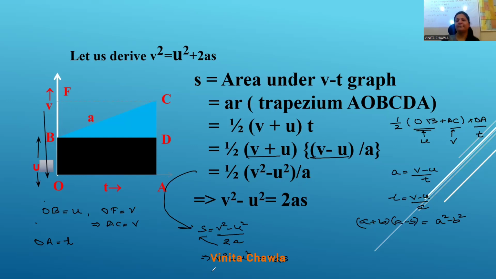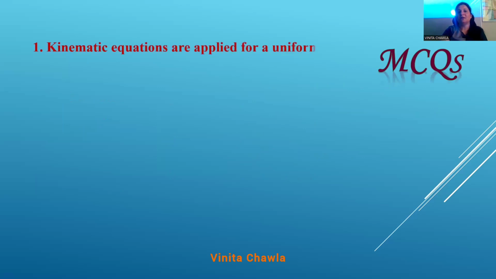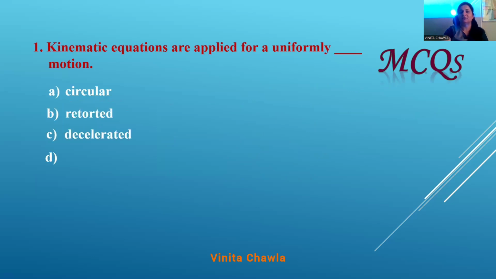Anything you want to ask? Kinematic equations are applied for a uniformly dash motion. Circular, retarded, decelerated, accelerated. Accelerated is the correct answer.